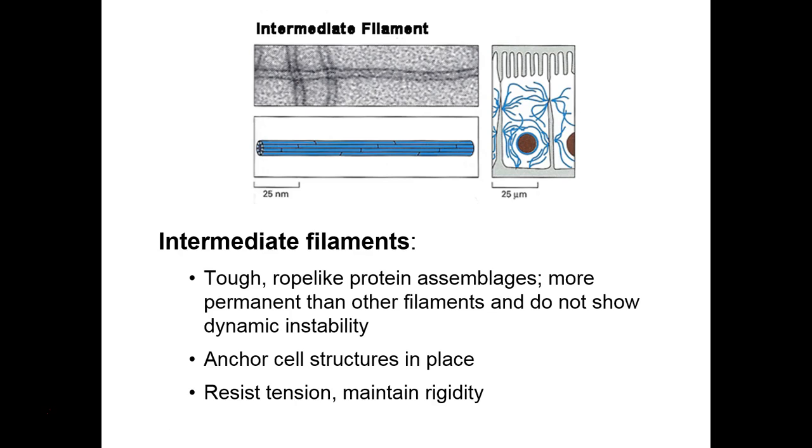Intermediate filaments are tough, rope-like protein assemblages. These are more permanent and do not have dynamic instability like microfilaments. Intermediate filaments anchor cell structures in place, resist tension, and maintain the rigid structure of the cell.